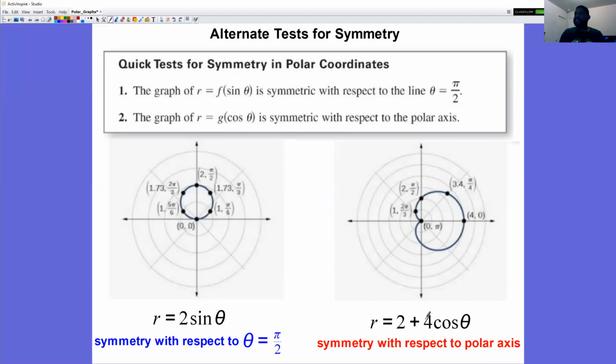All right. Here, you can tell if a graph has polar axis symmetry if it's an equation involving cosine by itself. So once you know its symmetry, not only will you be able to verify it graphically, you should be able to verify it algebraically as well. But again, starting with the algebraic method won't always work. So here are the quick tests for symmetry.